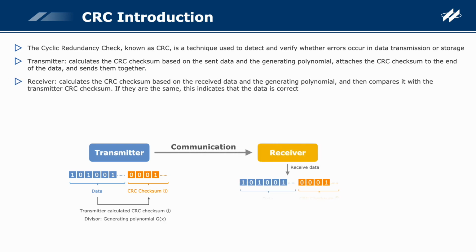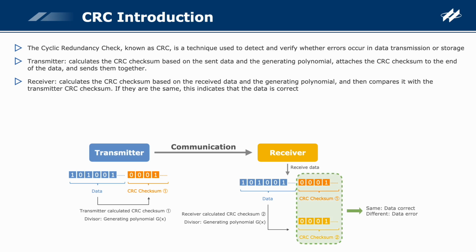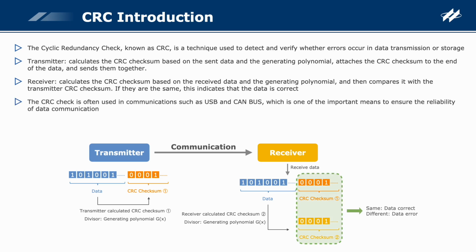The receiver calculates the CRC checksum based on the received data and the generating polynomial, and then compares it with the transmitter CRC checksum. If they are the same, this indicates that the data is correct. The CRC check is often used in communications such as USB and CAN bus, which is one of the important means to ensure the reliability of data communication. It should be noted that the CRC is mainly used to check for errors and not to correct them.